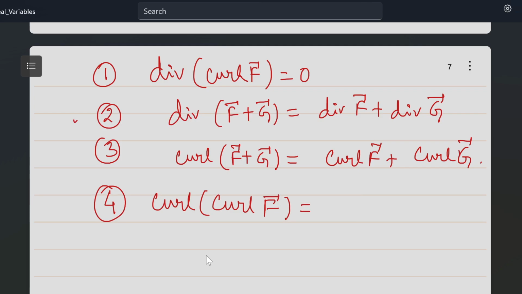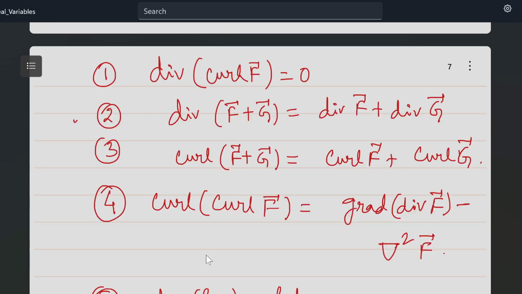Curl of curl F is grad divergence F minus Laplacian F. This you can prove, I hope. And there are many. You can find them in any textbook. So I'm not writing them all. I'll write this last, and there I will write one interesting one that I will tell you.